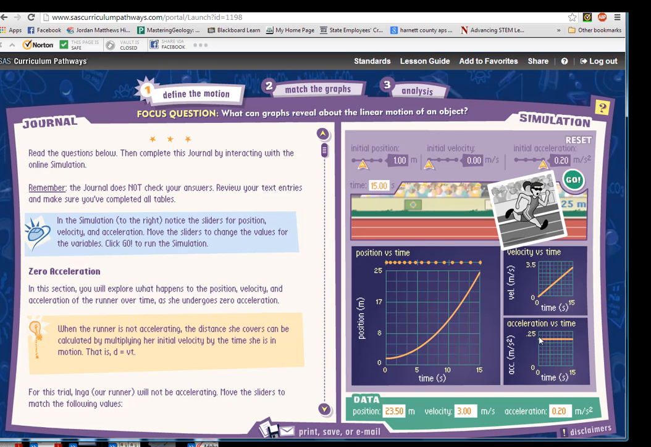And of course the acceleration, that's the rate that you're changing by. I'm changing by 0.2 every second. My speed goes up by 0.2. That is not changing, right? That's a constant rate. So you're going to be exploring this in this lab.